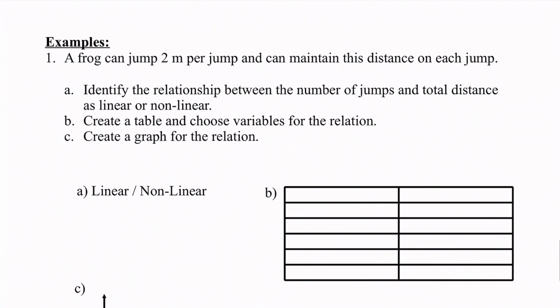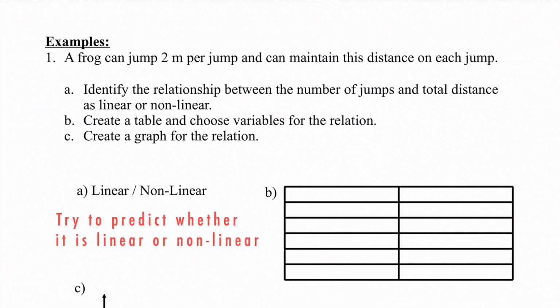So in the first one here, it says a frog can jump 2 meters per jump and can maintain this distance on each jump. So what that just means for maintaining his distance on each jump is that he's not going to get tired. He's going to continually jump 2 meters for every jump. So part A, identify the relationship between the number of jumps and the total distance as linear or nonlinear. And we're going to do that down here.